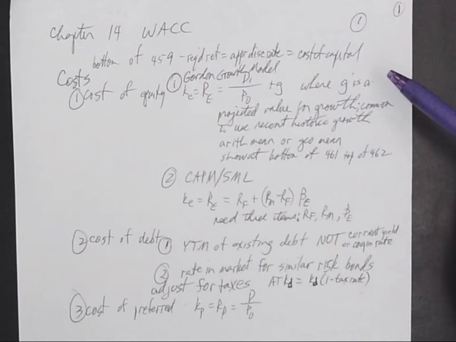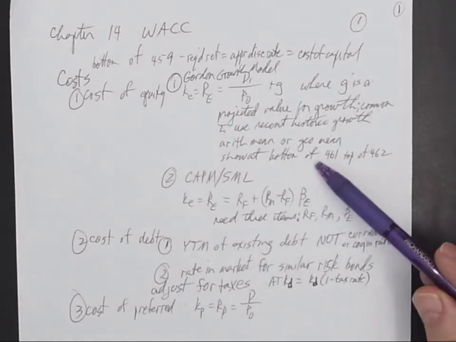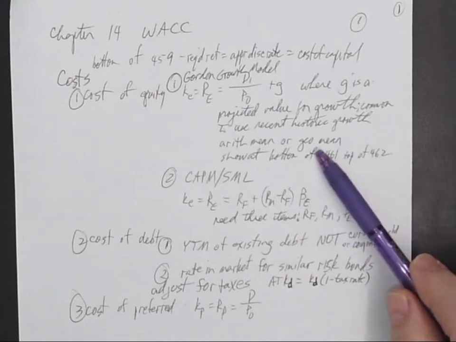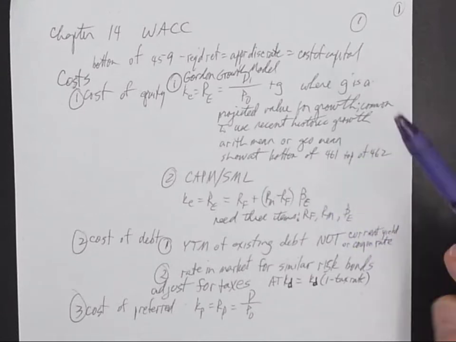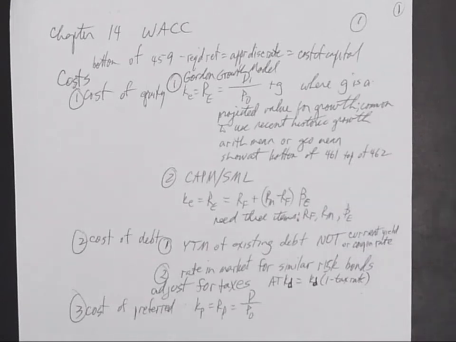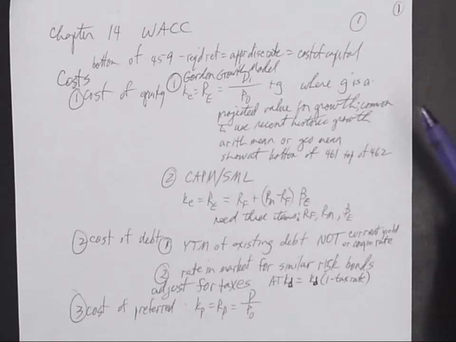It's common to use recent historical growth, but really what we need is longer-term growth for the future, not past growth. And this shows at the bottom of 461 and the top of 462, but you probably recall that in the other video I put on the screen something that gave an example of that calculation of the geometric mean for use in this model.